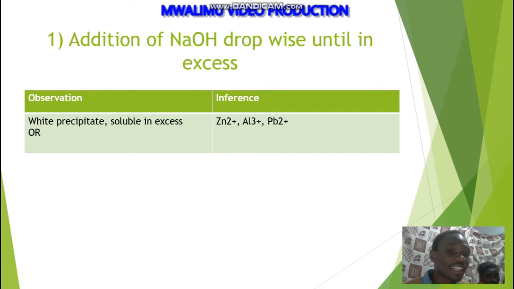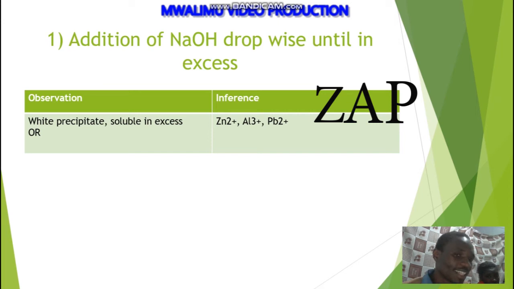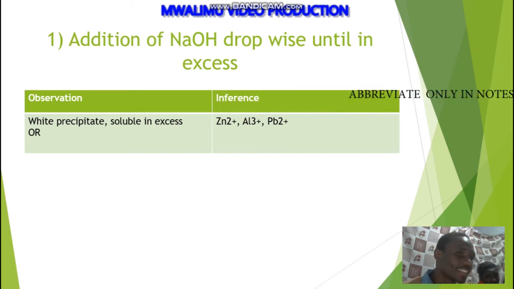And the 3 cations present are zinc 2 ions, aluminium 3 ions, and lead 2 ions. That is ZAP. ZAP is the easy word to catch, isn't it? Yeah, white precipitate soluble in excess of sodium hydroxide, that is ZAP present: zinc, aluminium, and lead.